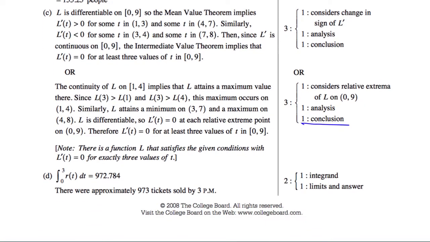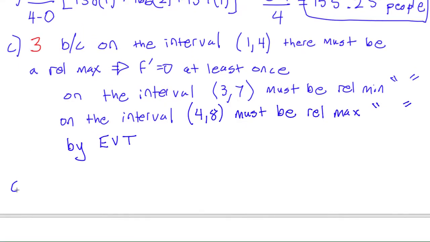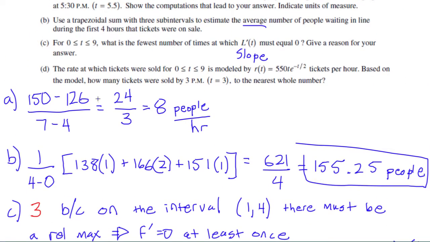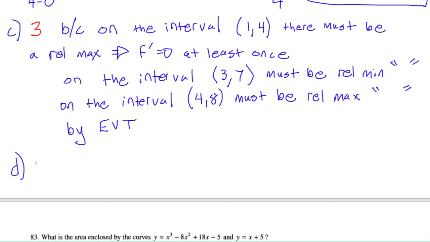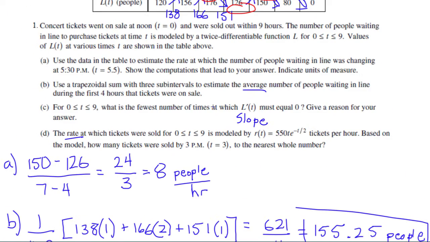And then finally for part D, almost done here. For part D, the rate is modeled by this; based on the model, how many tickets were sold? Okay, so this is the key point. This is a rate. The rate is given by this thing. So if I want number of tickets, I need to go backwards. I need to take the integral. So this is going to be the integral of R(t) for the bounds between 0 and 9.